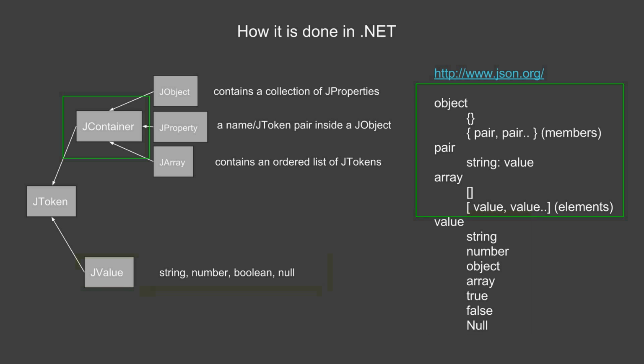In opposition to JValue, our abstract JContainer class represents a JToken that holds other JTokens in its different derived forms. Our JContainer is derived by three classes that contain other JTokens. JObject, which contains JProperties in the form of a dictionary. On the right side, you can see the corresponding element from the JSON definition. A JProperty, which is basically a name and JToken pair inside a JObject. And JArray, which contains tokens in the form of an ordered list.